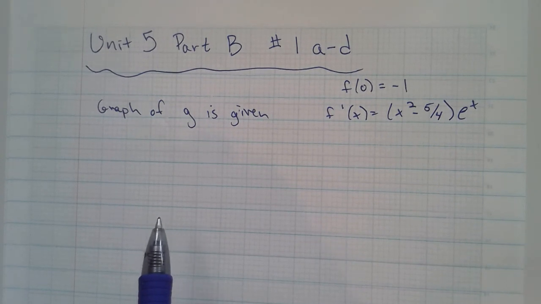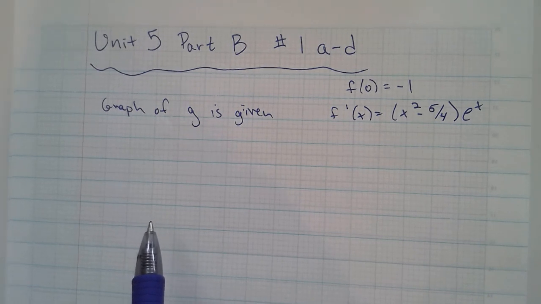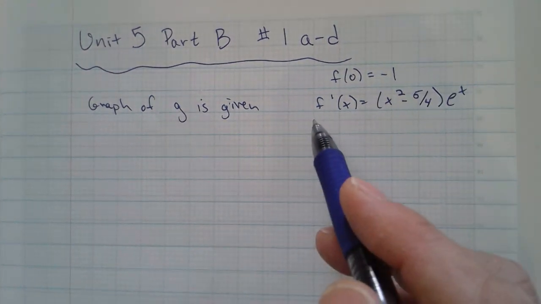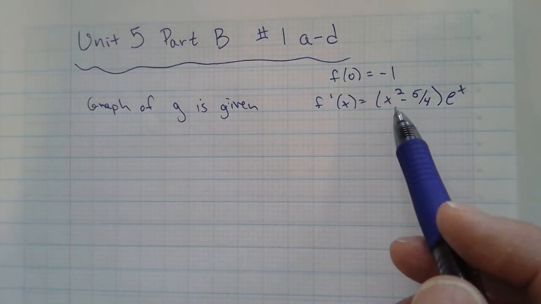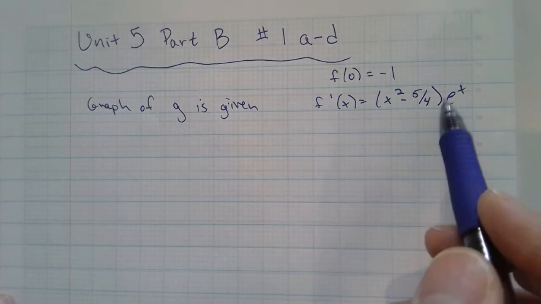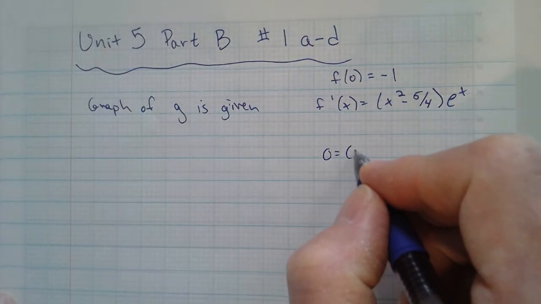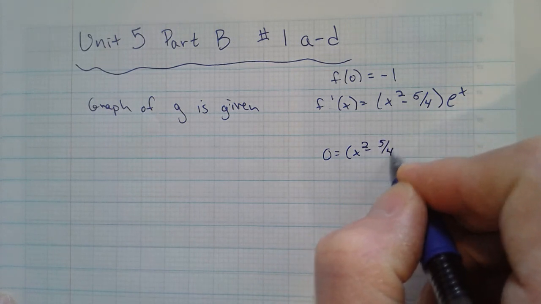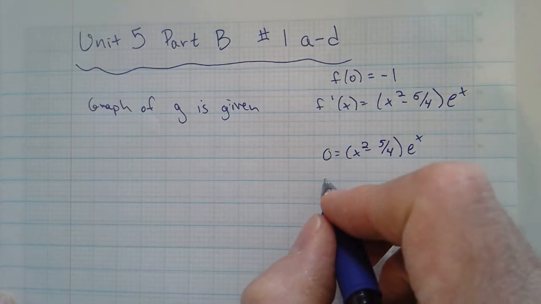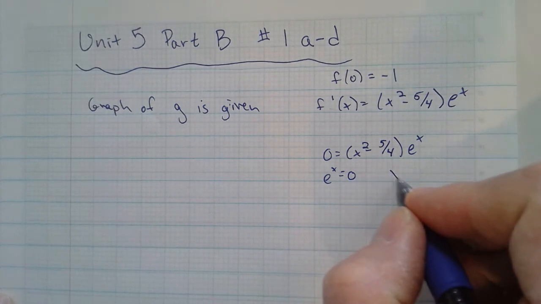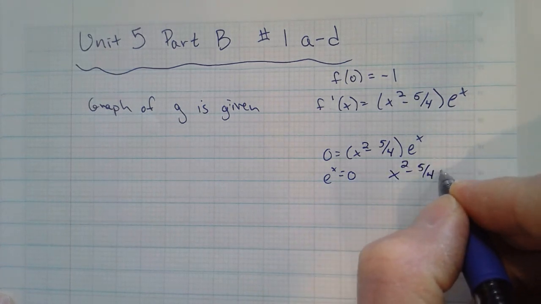Part A says find the x-coordinate of each critical point of f and classify each critical point. So let's find the critical points and then classify them. Critical points are where the first derivative is 0 or undefined. So this is my derivative. I'm going to set that equal to 0. You can set each of those factors equal to 0.